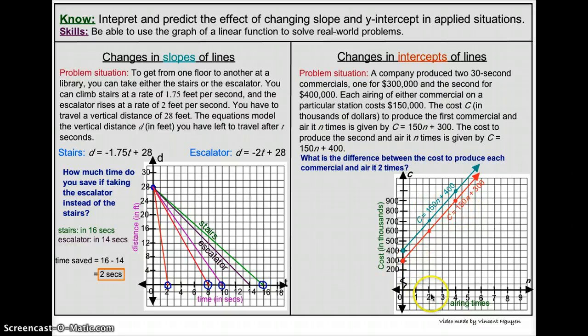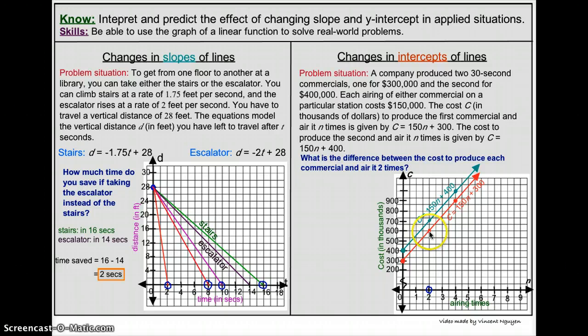That means no matter how many times each commercial gets aired, the change in the cost for each commercial does not change, okay? It's going to stay the same. So the difference between the cost of these commercials will stay the same. So let's see what is the difference between the cost to produce the commercial and air it, say, 2 times, okay? So we're going to look at the number 2 here, because that's the question. How much it costs to air 2 times.